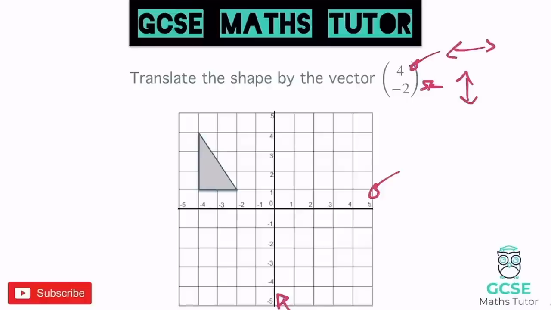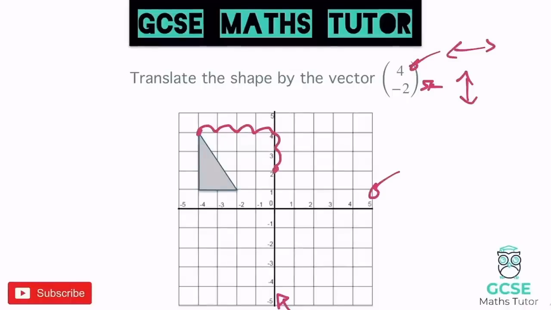So all I ever do is pick a point, so you can pick any, and I move it right by 4. So 1, 2, 3, 4, it's going to end up there. The next thing I do is look at the other number, which is minus 2. Now negative 2 moves down towards the negative numbers. So 1, 2 down. And that means that new point is going to end up just there.